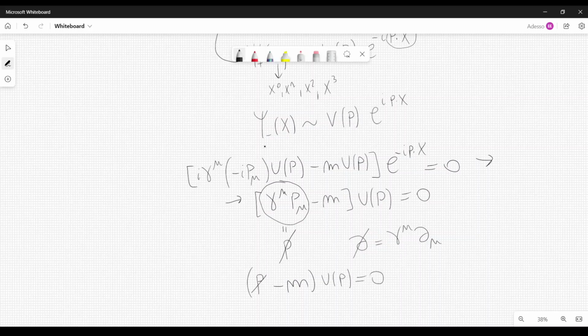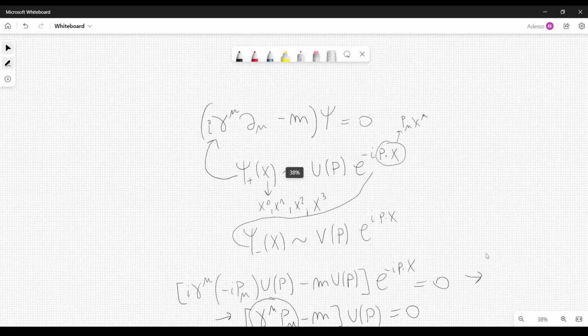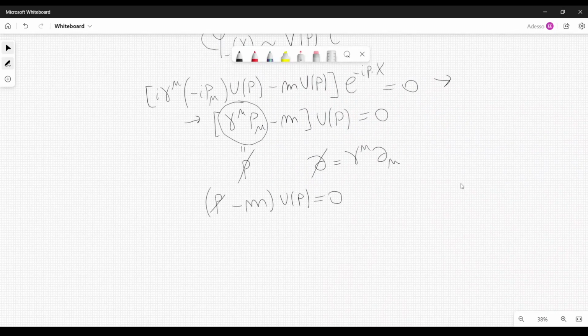Similarly, if we substitute the negative frequencies in the Dirac equation here, we are going to get something similar, and the equation that we find is the following. We get p slash plus m v of p equal to 0.